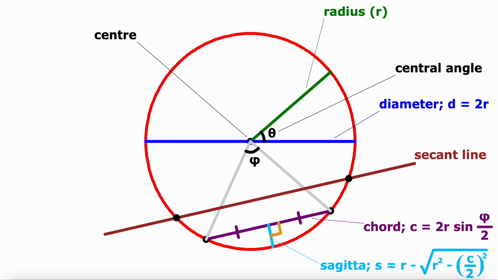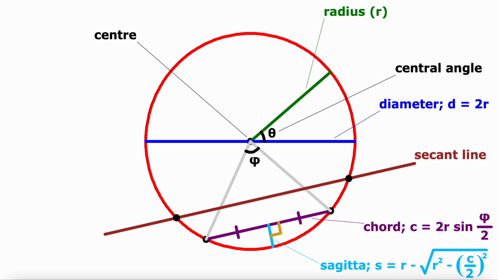The radius is a line segment from the center to any point on the circle. The length of the radius is half the length of the diameter. A diameter is any line segment that passes through the center and has its endpoints on the circle. Its length is twice the length of the radius. A circle has an infinite number of diameters. Each of these diameters is an axis of symmetry that divides the circle into two congruent halves called semicircles.